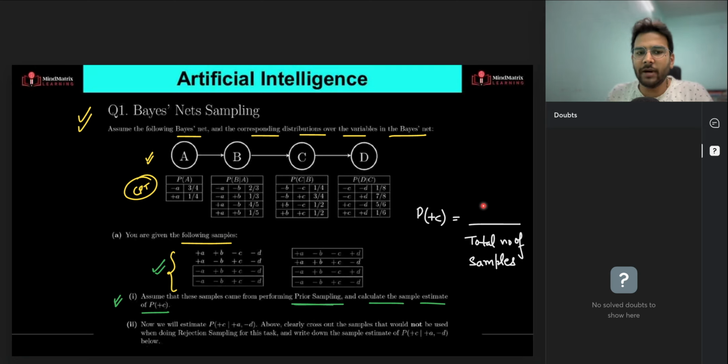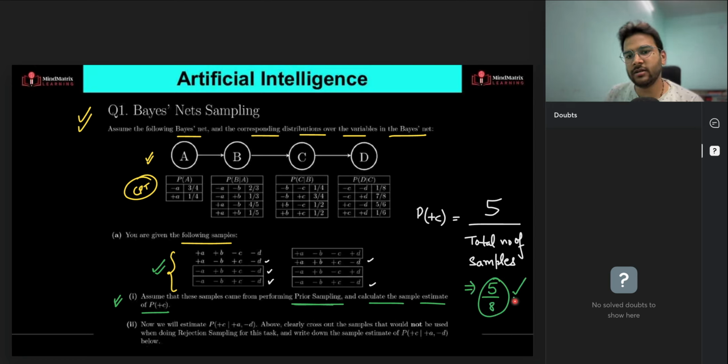And what about the numerator part? You are going to select those samples in which the value of C is plus C. So if you see carefully, 1, 2, 3, 4, and 5. So total 5 samples are there which have the value of C as plus C. So the value will be 5 by 8. Is this clear? Only these types of questions you can expect if they ask any question from prior sampling. So it will be like this. And a very simple question. Obviously, it is going to be a 1 mark question if they ask.